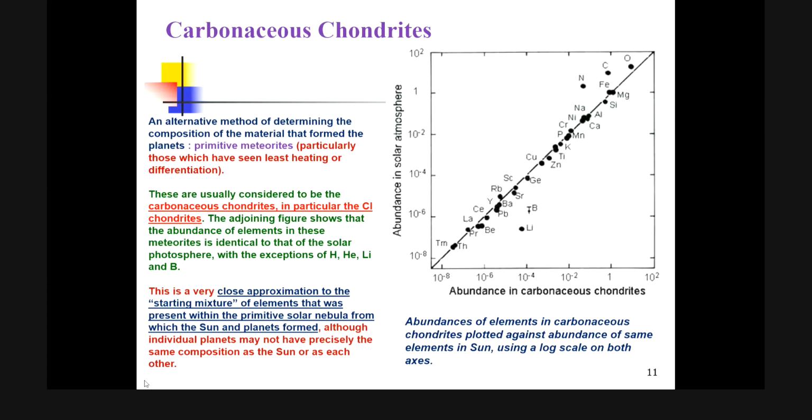And their chemistry matches almost completely with the chemistry of the solar photosphere, right? And that can be seen over here, this line with the slope of 1, and there's almost a perfect match. So that also tells us that carbonaceous chondrites can be treated as analogs, or representative of the building material or the bulk composition of the planetary bodies, right? So basically, they provide a very close approximation to the starting mixture of elements that was present within the primitive solar nebula from which the planets formed. Okay.